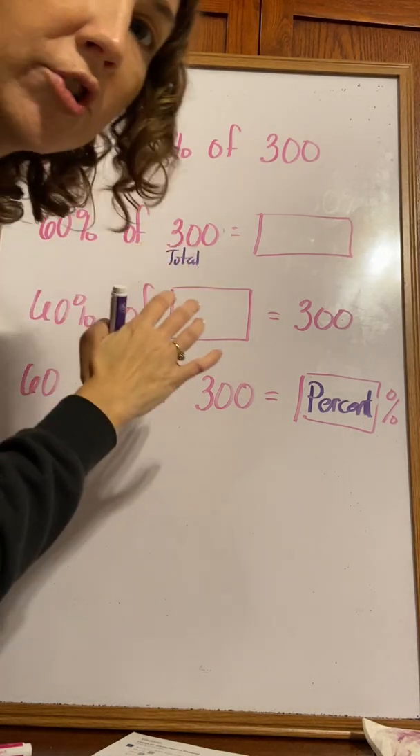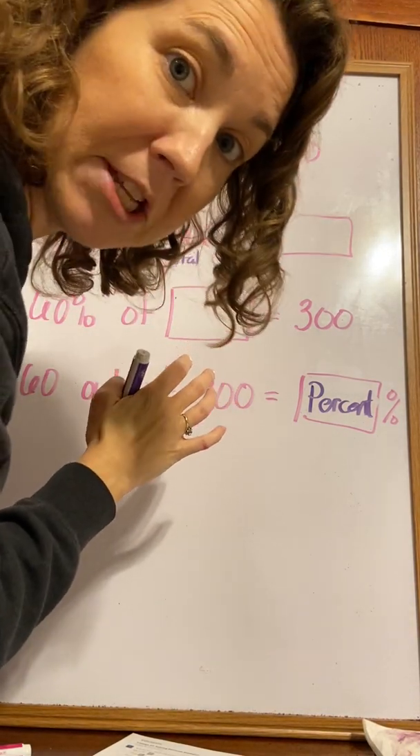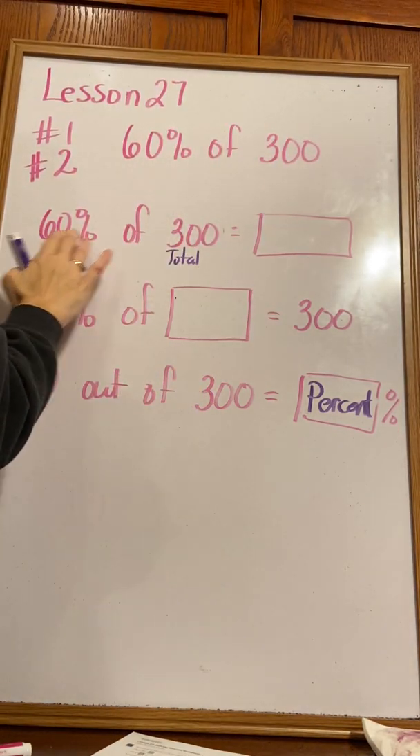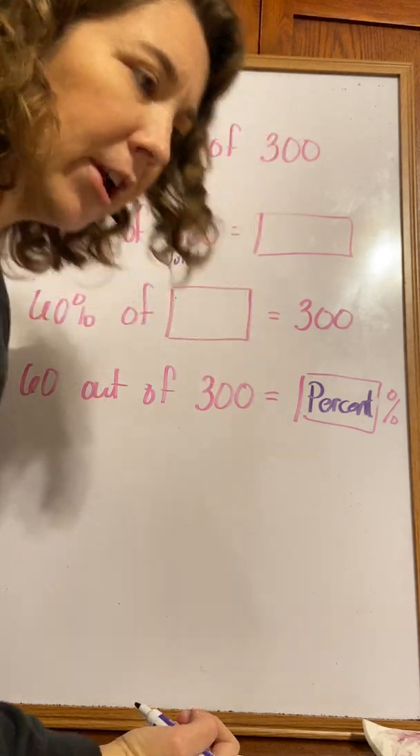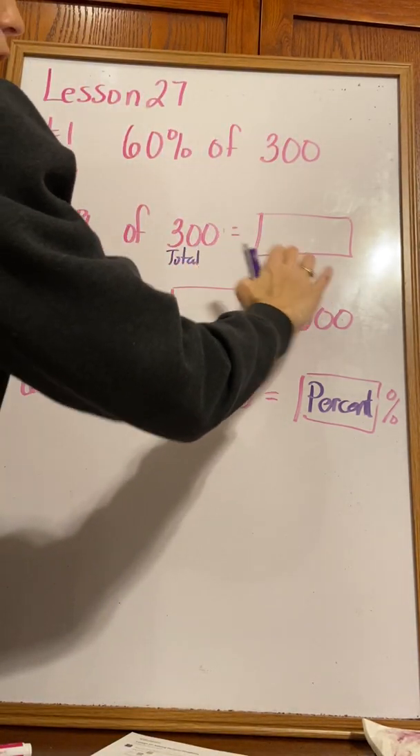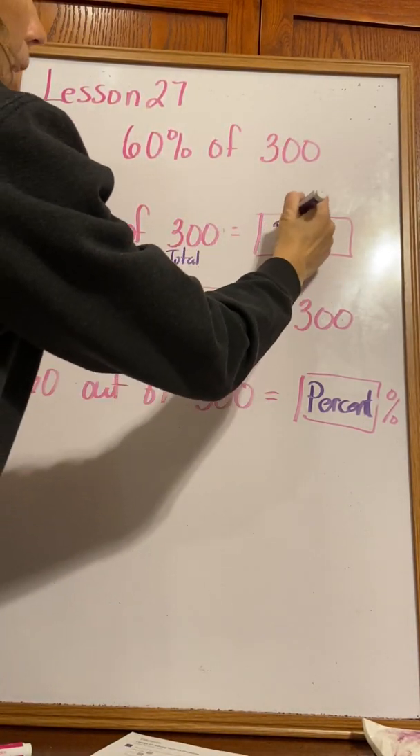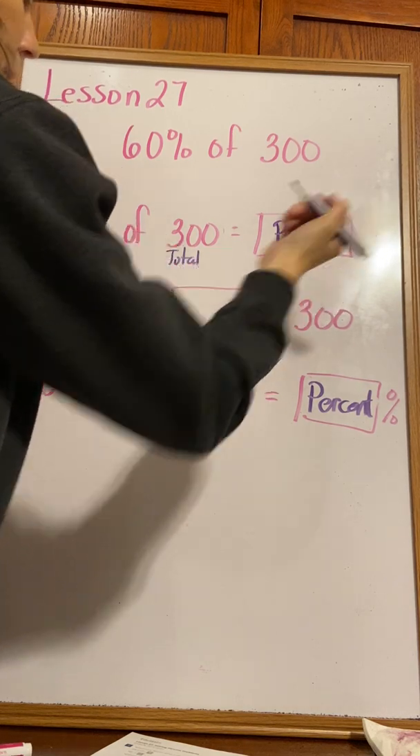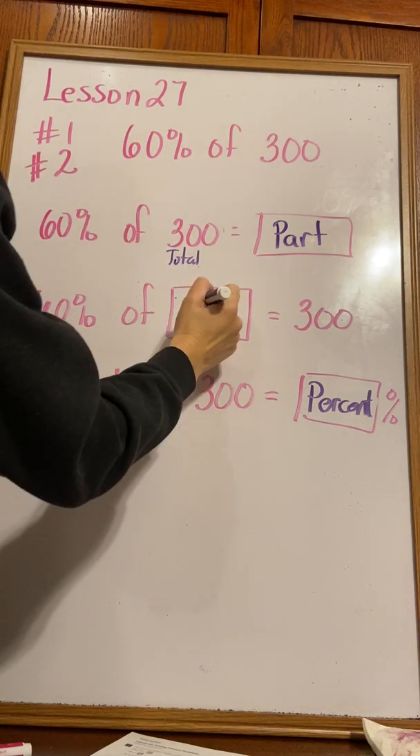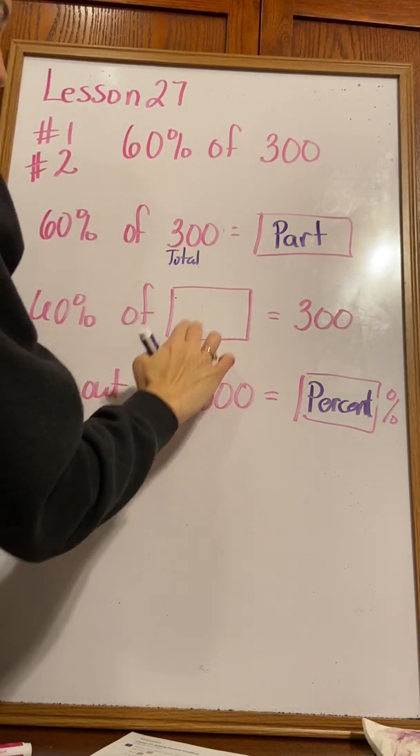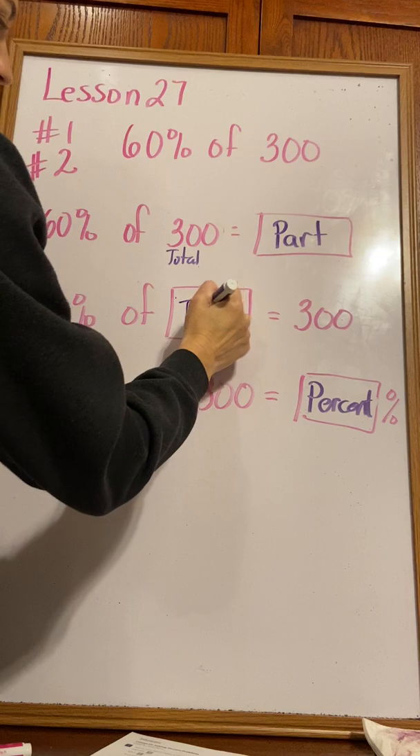So think about it. There's 300 questions on your test. Ooh, that's a big test. And you got 60% of them right. 60% is like a D. Okay, so that would not be very good. So you wouldn't get all 300 points. You only get part of the 300 points. All right, so remember I said that of is always a total. So 60% of what? That would be the total.